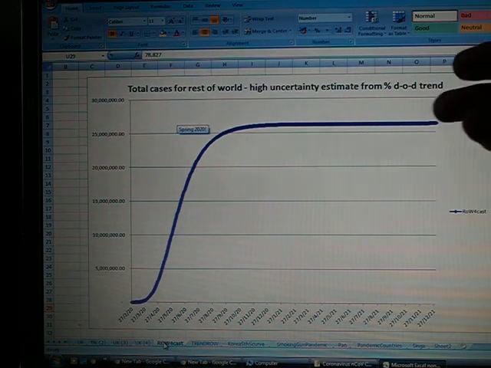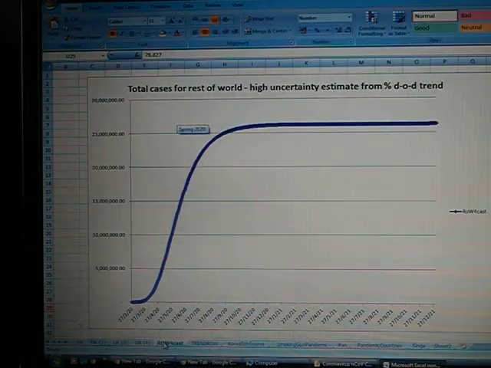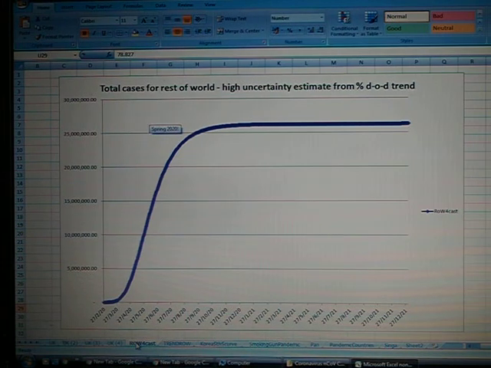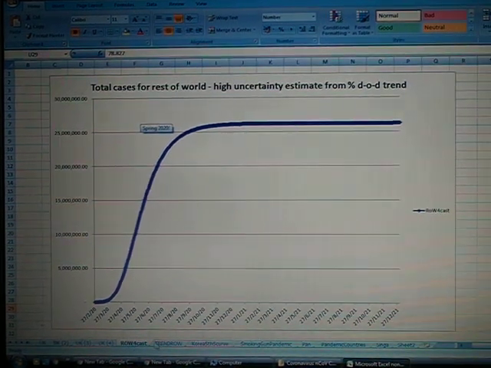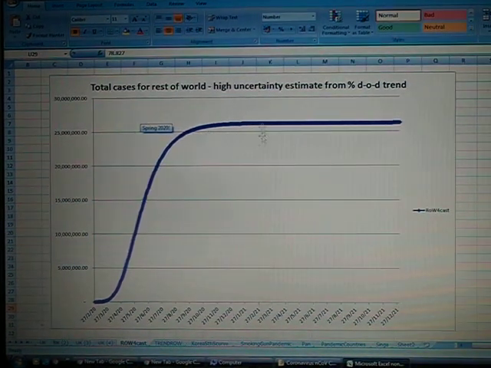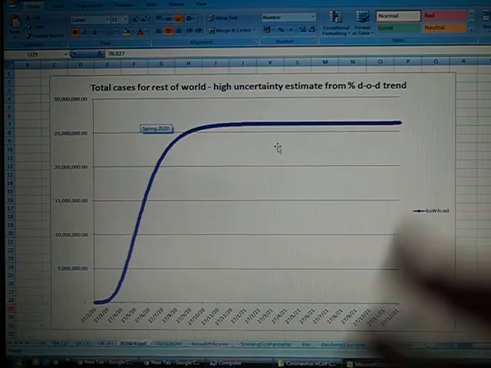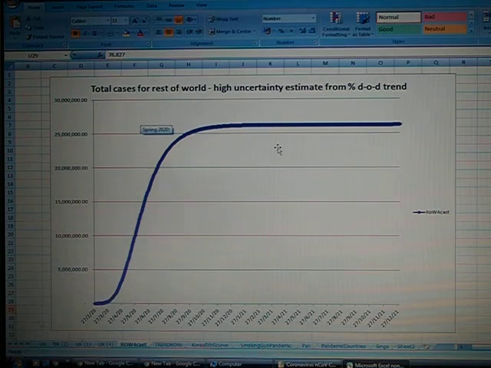And my very, very tentative forecast for the world at the moment is 26 million. So I'm going to leave you with that. I hope we don't have 26 million cases in the world. I think yesterday's number is going to bring that down a little bit. So let's hope and pray that that is the case.